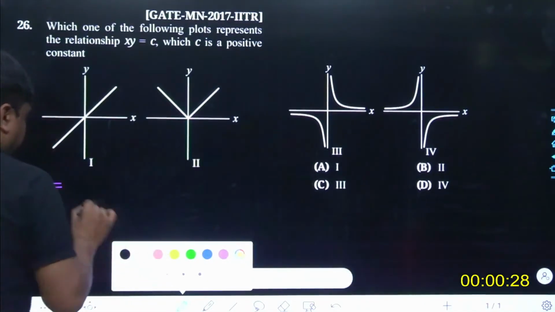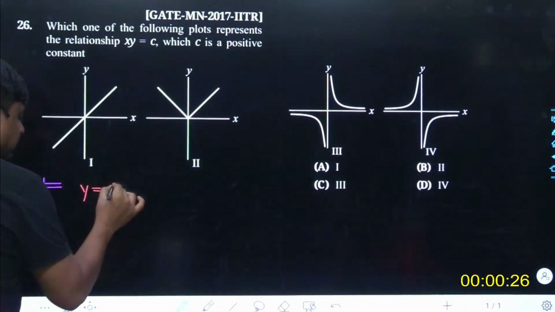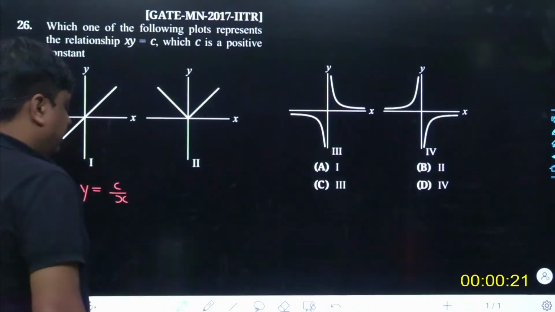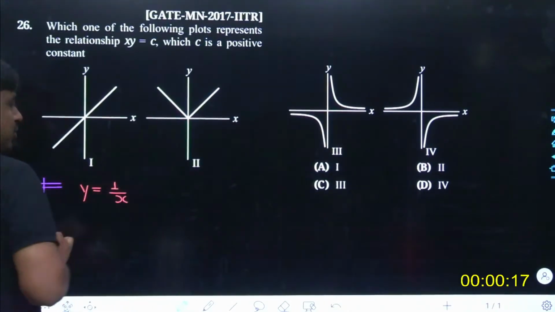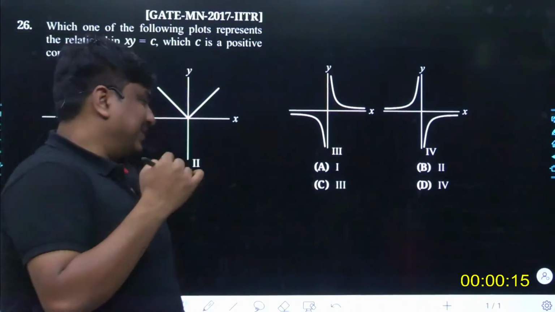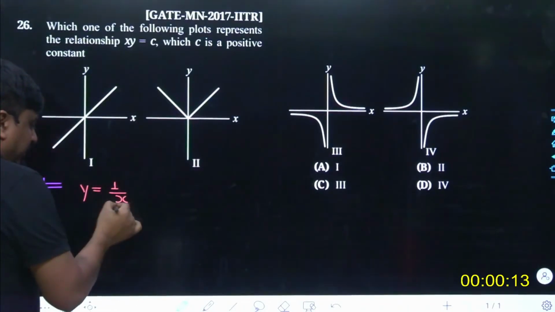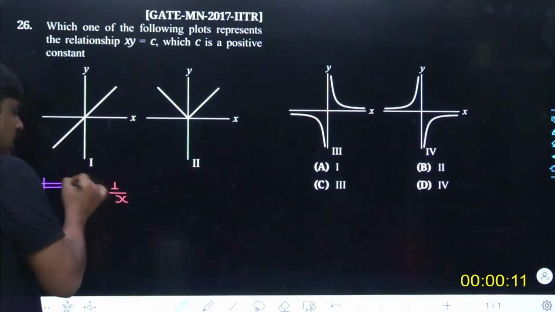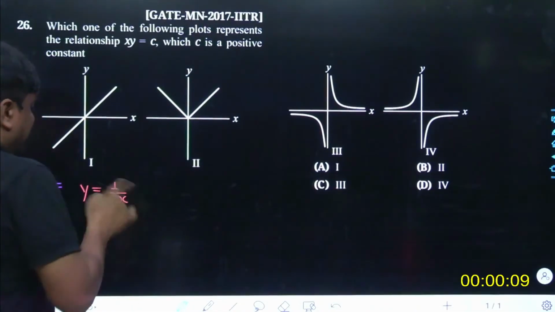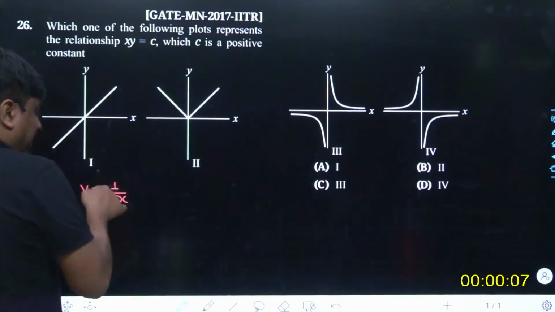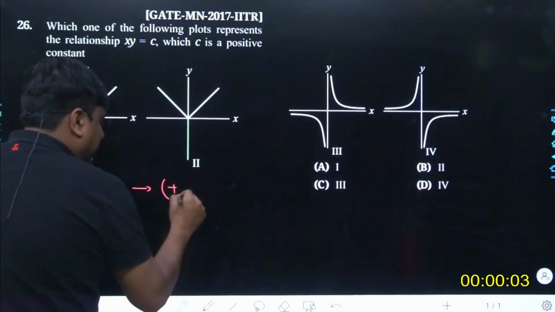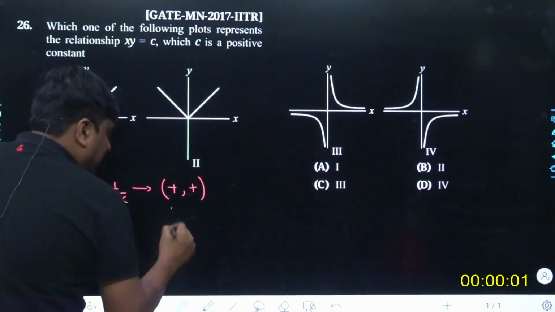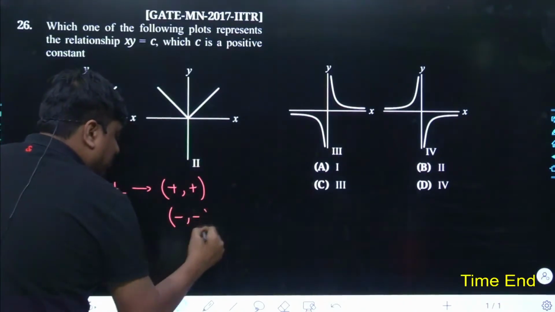So y could have been written as c over x. c could have been taken as 1, 2, whatever it might be. Anyways, for better understanding, I could have taken this as plus 1. At least one important conclusion we can deduce out of this equation is, whenever the value of x is fed as positive, the value of y would also be positive. And whenever the value of x is fed negative, y would always be negative. Virtually speaking, whenever x is positive, y is positive, and x is negative, y is also negative.